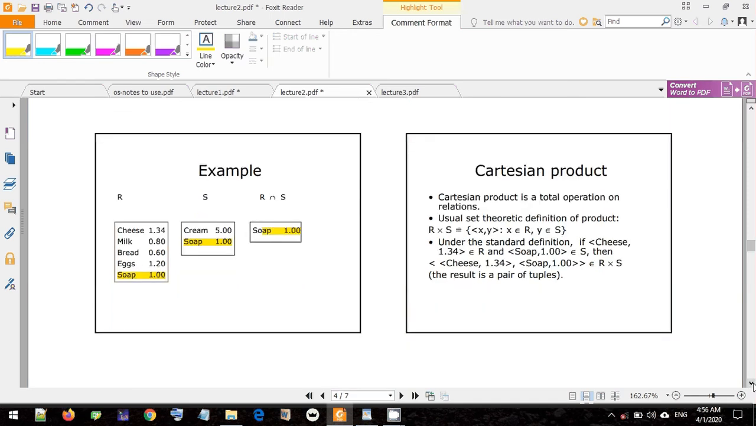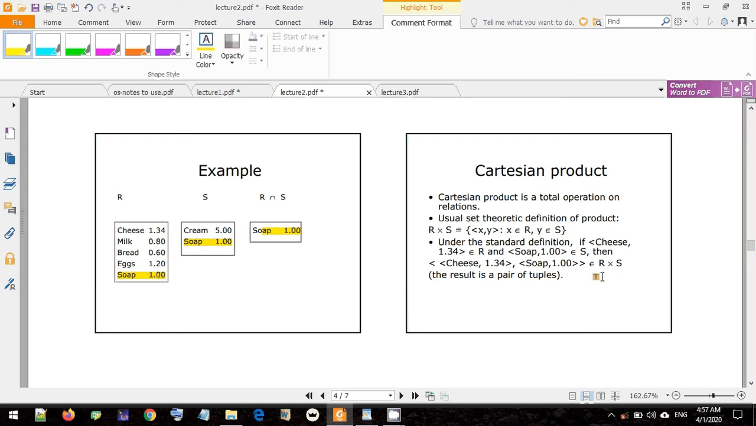Cartesian product. We've used the Cartesian product to define what a relation is. Now let us define what a Cartesian product is. A Cartesian product is a total operation on relations. The usual set theoretical definition is such that the Cartesian product of relations R and S is the set xy such that x belongs to R and y belongs to S.